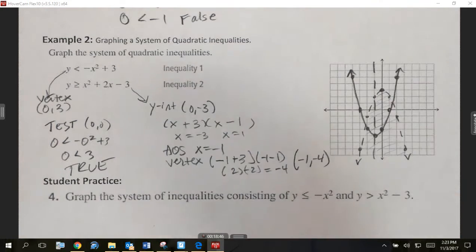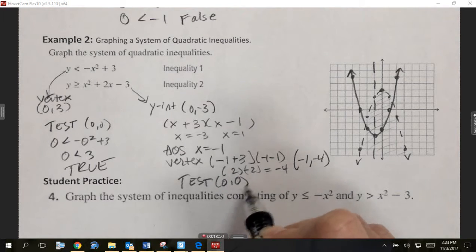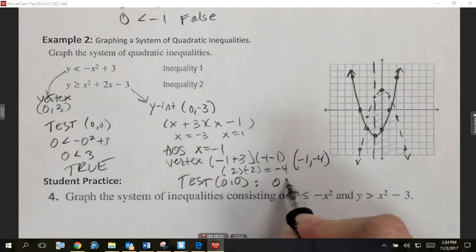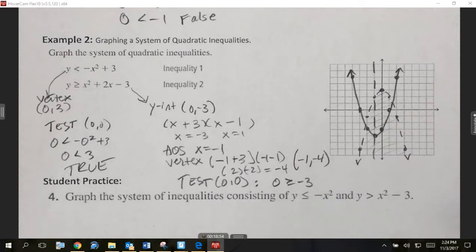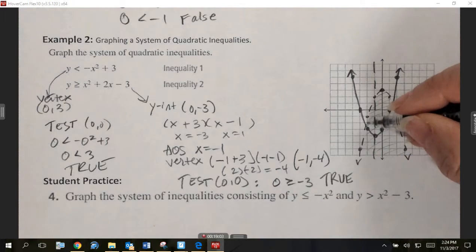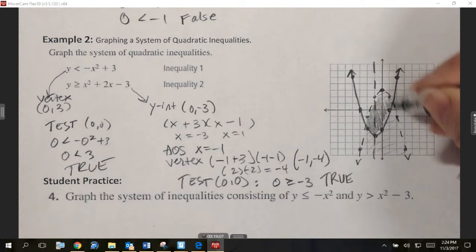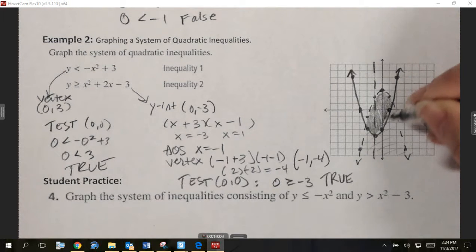Can I test 0, 0, my favorite one? So I'm going to plug in 0, 0, I'm going to get 0 is greater than or equal to negative 3. And that is true. So 0, 0 does get shaded. And where the two graphs overlap is my final solution.